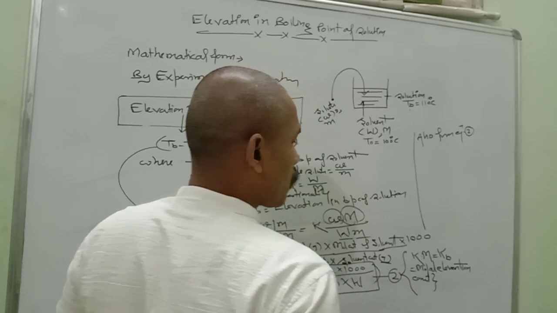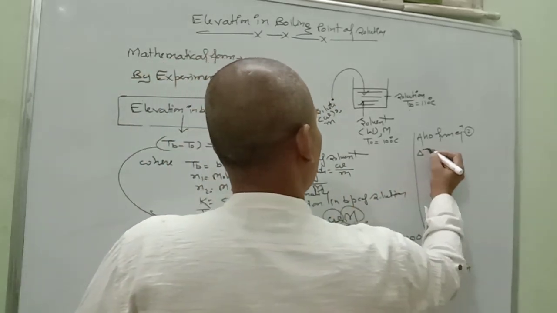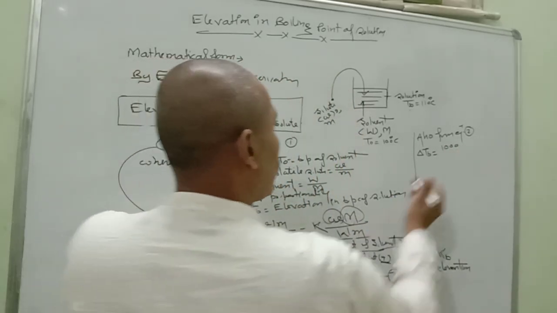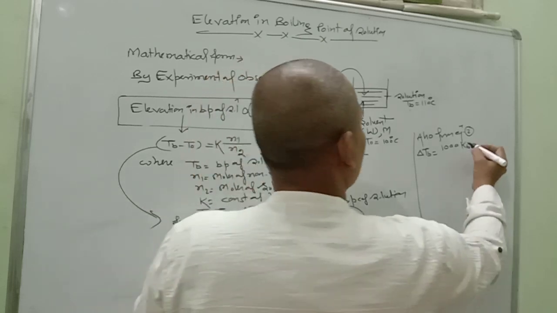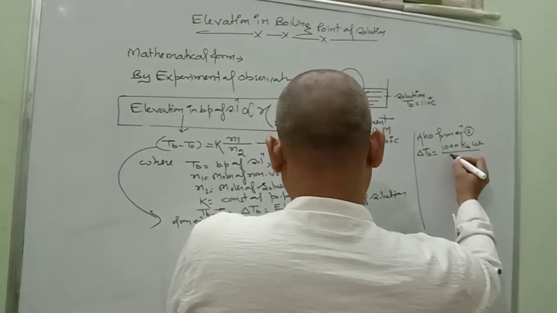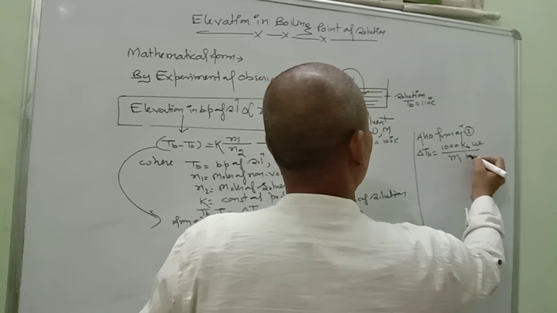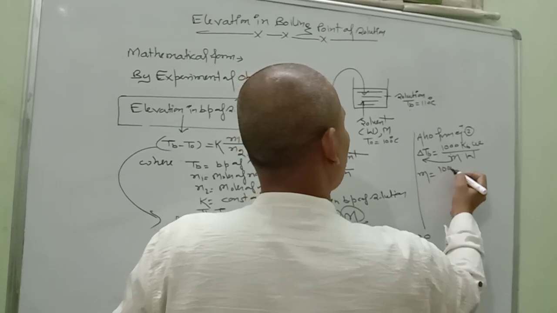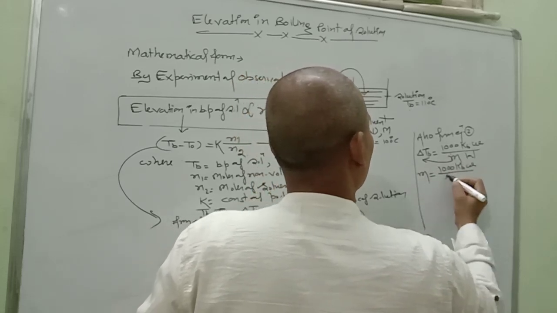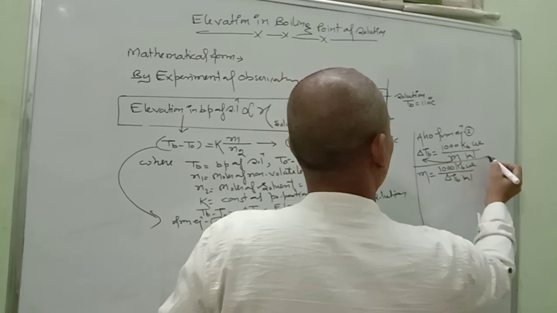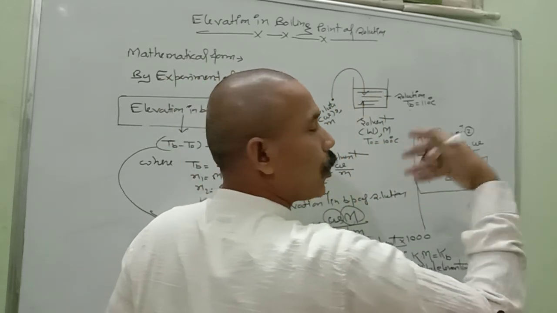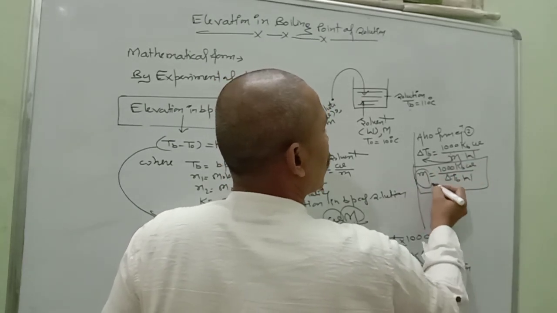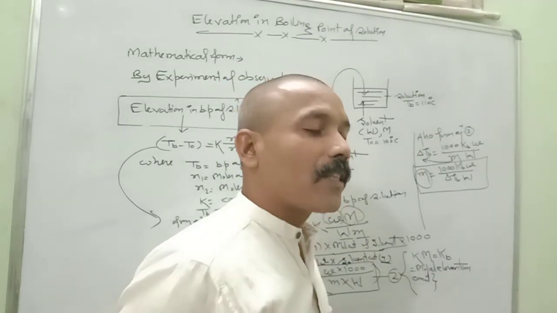Also from equation 2, delta TB is equal to 1000 K into M, which is Kb, and small w over small m and capital W. Taking small m to the left, small m is equal to 1000 Kb small w over delta TB capital W. If you have the known values, putting all these 4 values, you can calculate small m, which is the molecular weight of the solute.